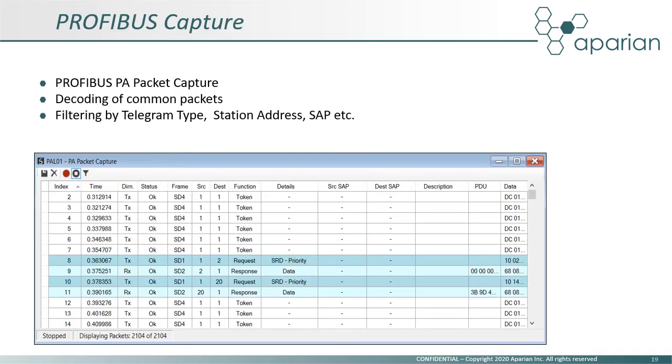The PA-Link features a powerful PROFIBUS packet capture function at no additional cost. PROFIBUS PA packets can easily be filtered and their content decoded and displayed. Capture files can be saved and emailed to facilitate remote support.